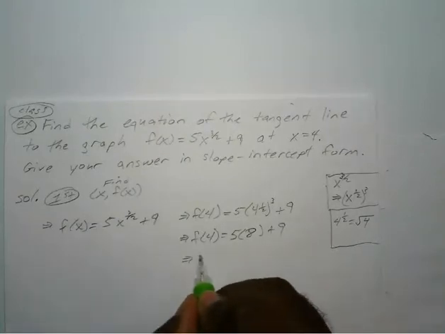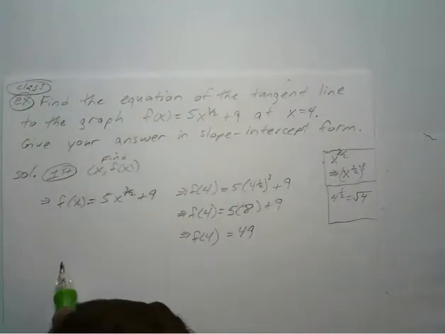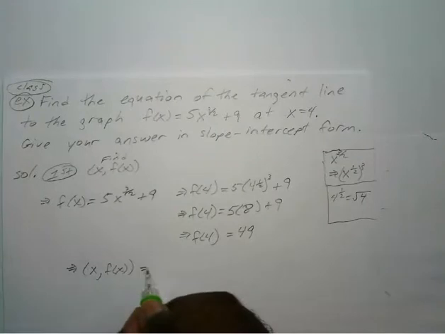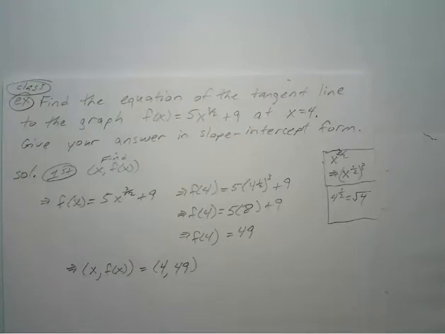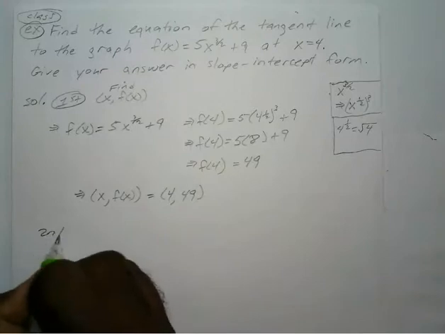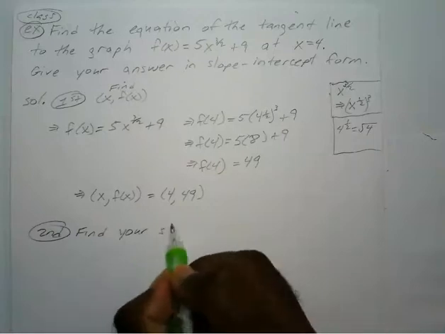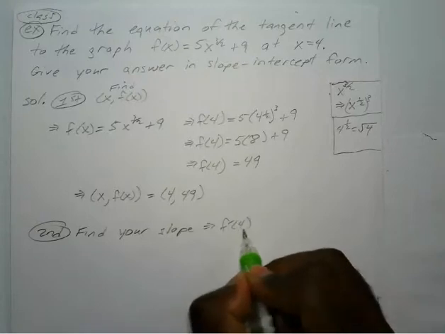So that means our f of 4 is equal to 49. Okay, so our ordered pair x, f of x, is (4, 49). All right, so we go to our second step, which is find your slope, or in this case, it's f prime of 4.